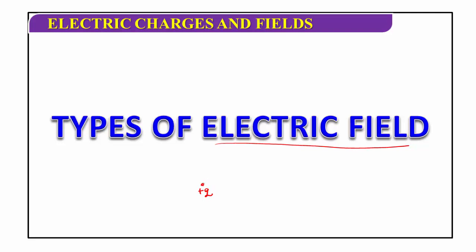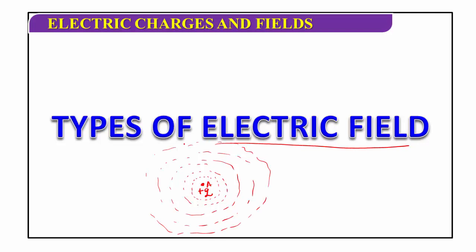When the positive charge is placed at point A, the region around the electric charge is called electric field. If the distance increases, the electric field decreases. The region around this electric charge is called electric field.